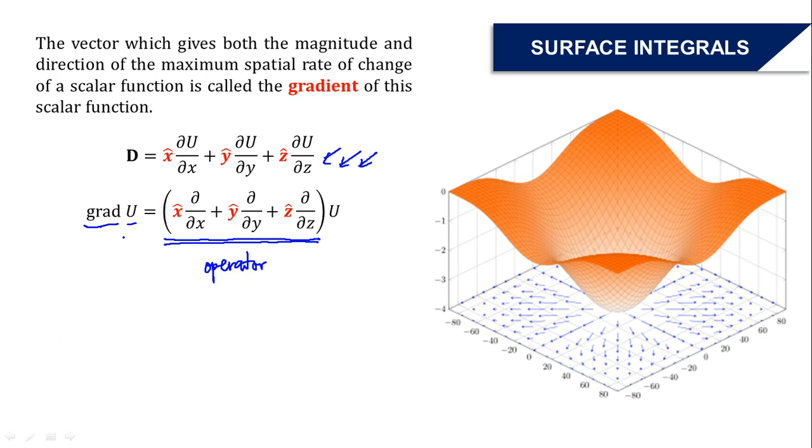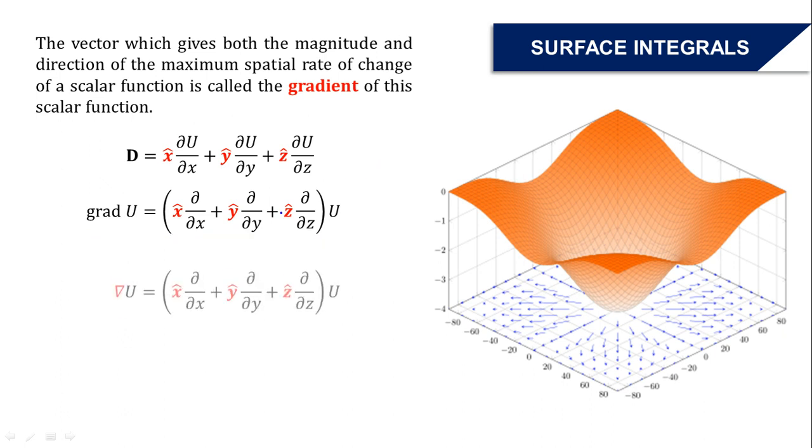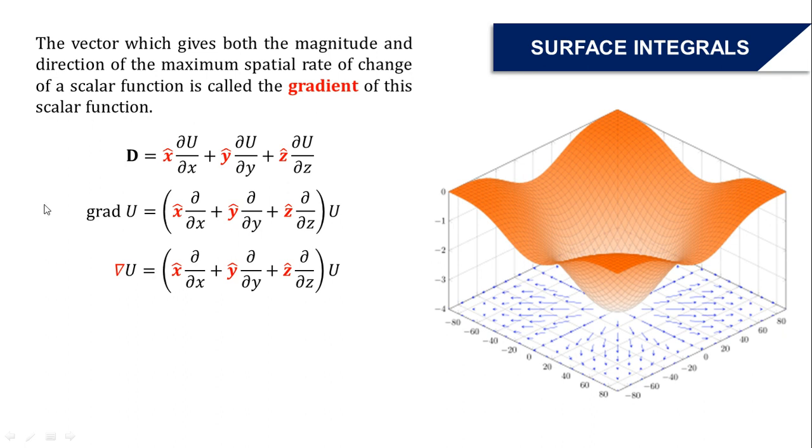Yung quantity na nandito sa parenthesis is a fixed operator for any scalar functions na gusto nating i-evaluate yung gradient. And then, kaya naman meron tayong special na notation na ginagamit to indicate itong operator natin na to. Imbis na grad u, yung iba kasi ginagamit itong gradient of u. Okay. Grad u. Sa particular, sa US, ginagamit nila yan.